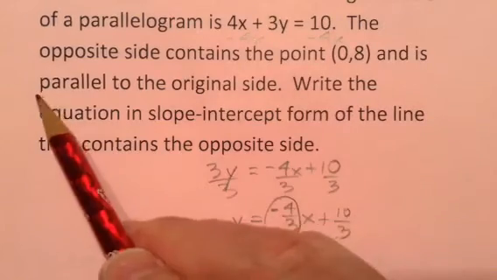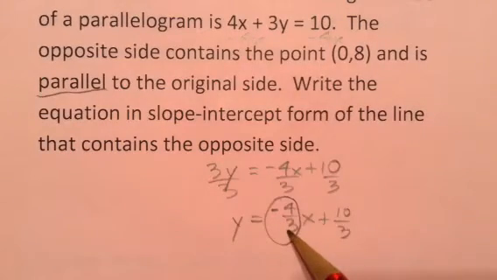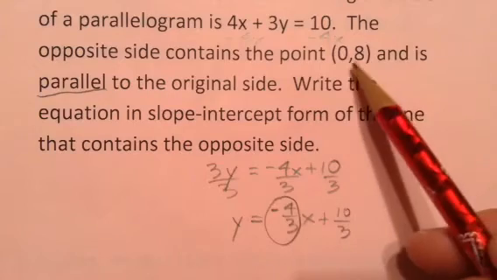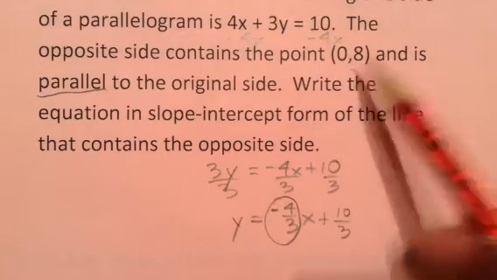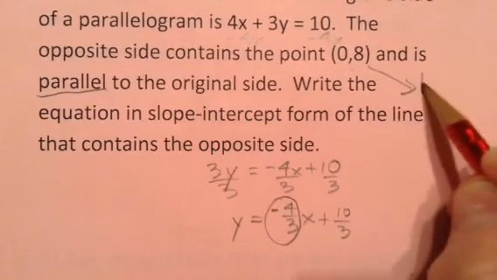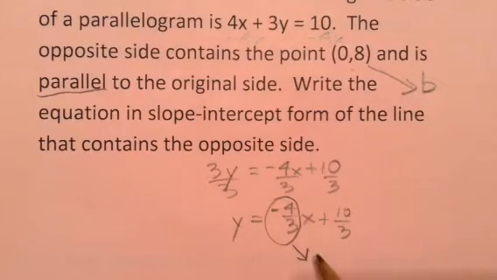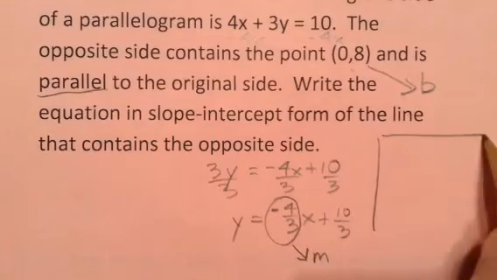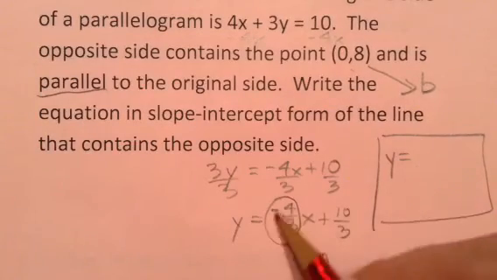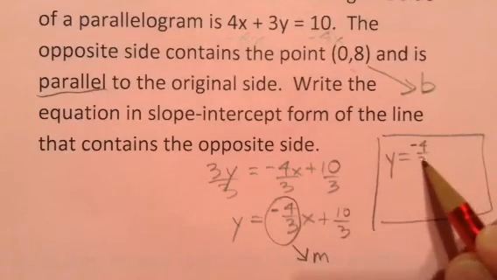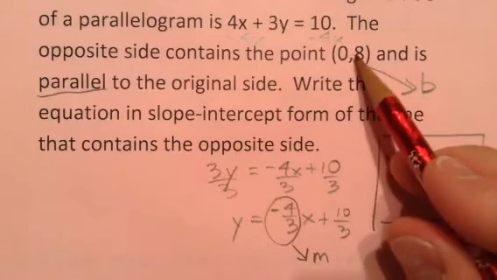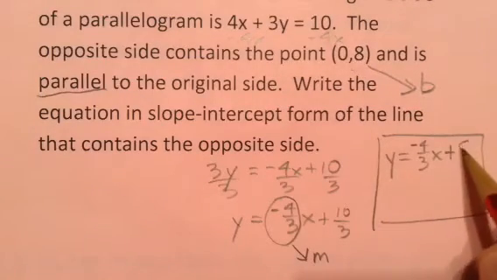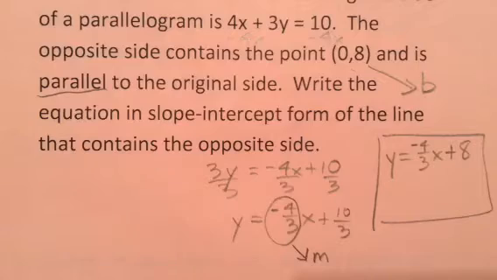I'm going to be parallel, so I'm going to use that same slope. And because that is a y-intercept, that's going to be my b, and that's my slope. So I have the new equation, my final answer, y equals the same slope, negative 4/3 x, plus this new y-intercept. There you go.